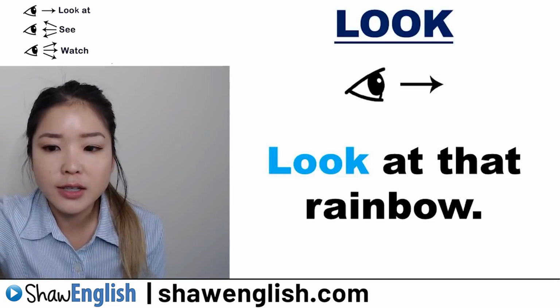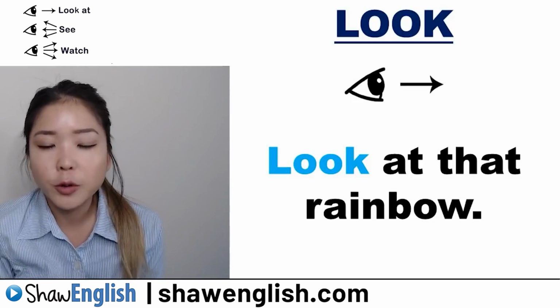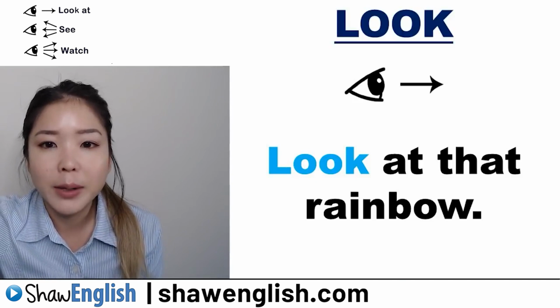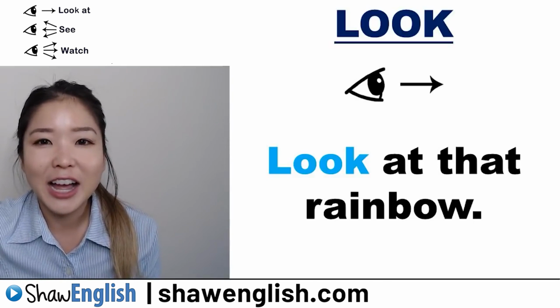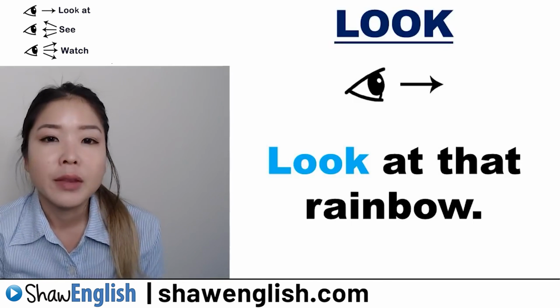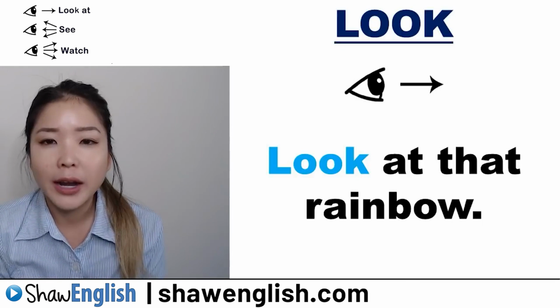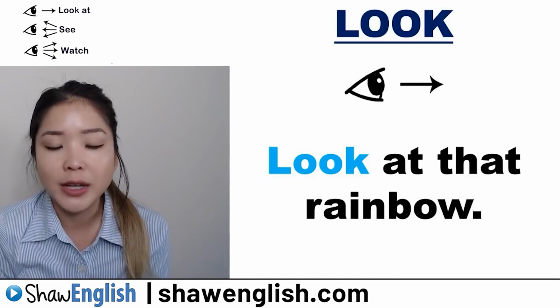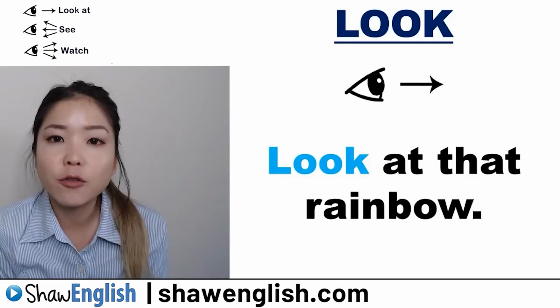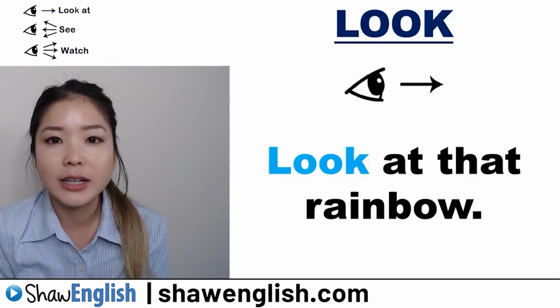Okay, so first, look at this example sentence. I will read it for you. Look at that rainbow. Okay, look at that rainbow. I am asking you to direct your eyes toward that rainbow, and I want you to pay attention to it. Now you'll notice that I used the verb look with the preposition at. We can use several different prepositions with look, but we usually use look at.